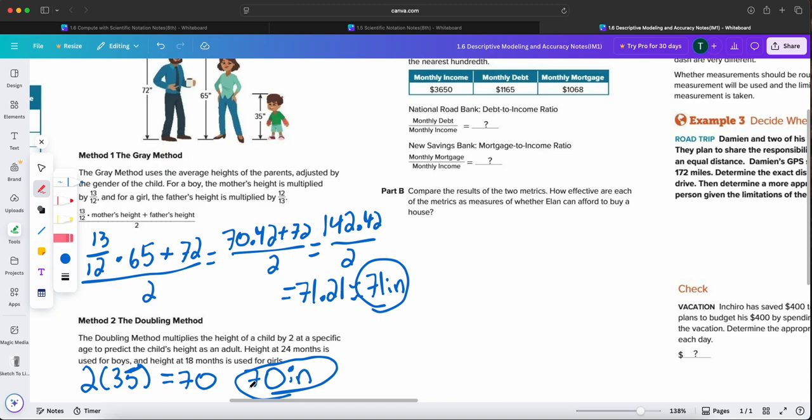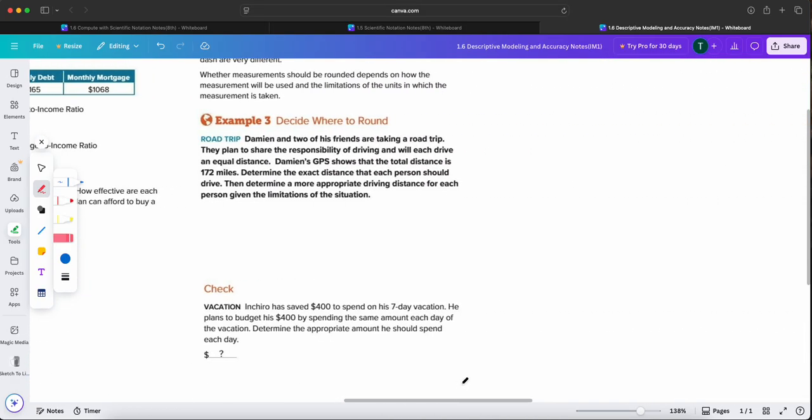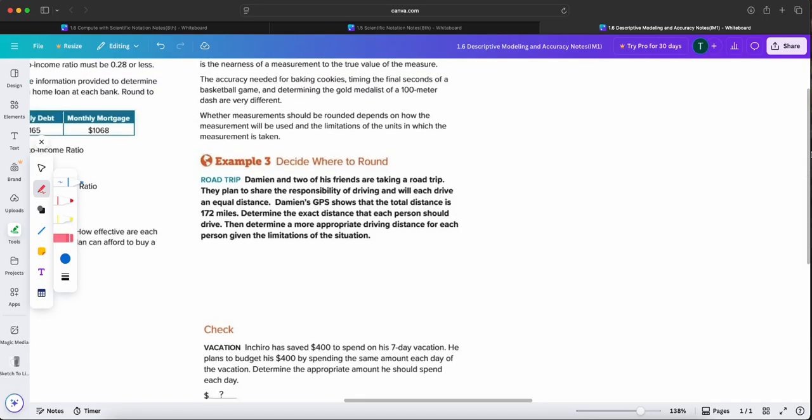Okay, so the next problem here talks about banks. So it wants you to go through and find which bank has the mortgage or debt to income ratio to figure out who would get the loan. We're going to go ahead and skip the check, and we're going to go right on to accuracy, because once again, it's just plugging numbers into a formula and figuring out the metrics.